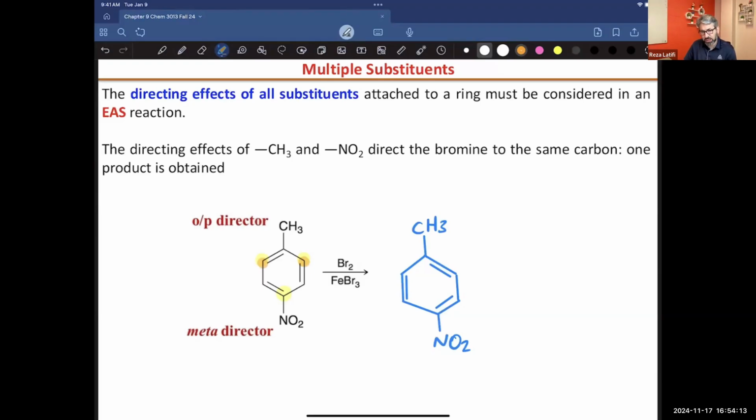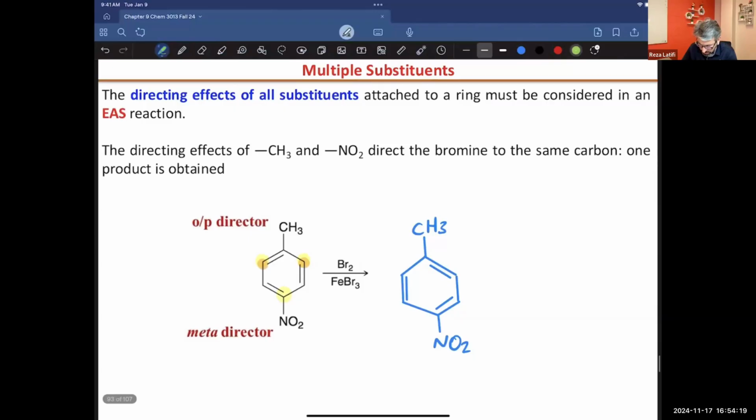So if we add an electrophile, let's say Br2, the addition is going to happen on this carbon. So we will have Br in the ortho position. And how about this one? That's not going to happen. Why? Because methyl is not favoring it, and nitro is not favoring that either. Methyl is favoring the ortho positions and the para, which is already taken, while nitro is favoring the meta positions. And as you see, the bromide is in the meta position.